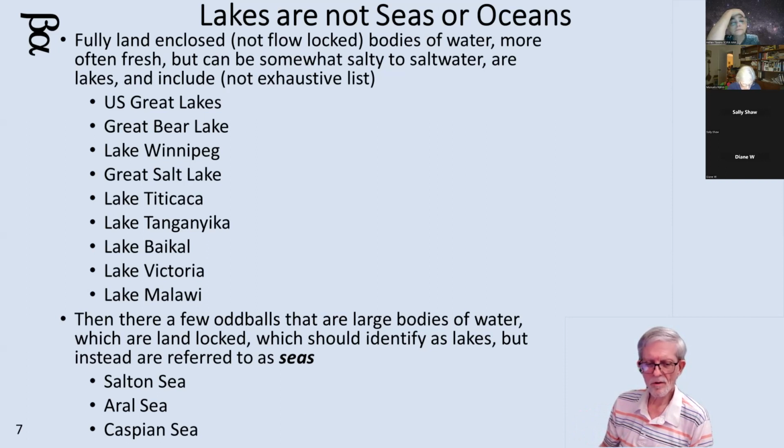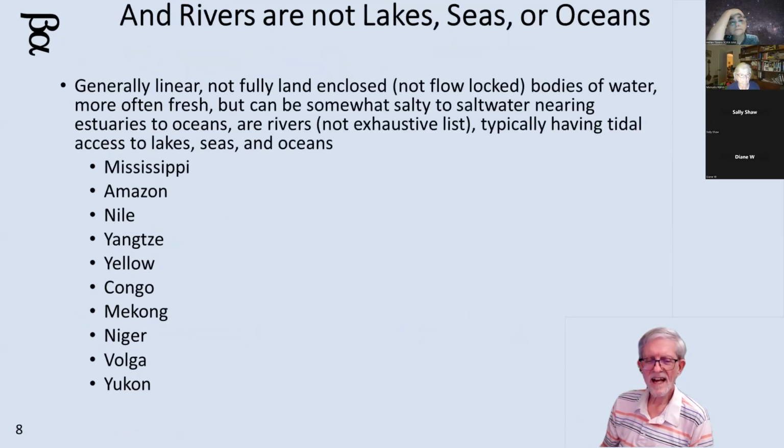But because they're so low, they're somewhat salty, so they think of themselves as seas. And everybody knows that rivers are not lakes, seas, or oceans, but they typically have access to seas or oceans. The mighty Mississippi, the Amazon River.